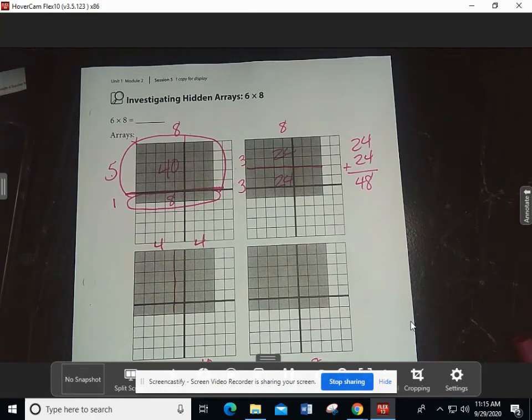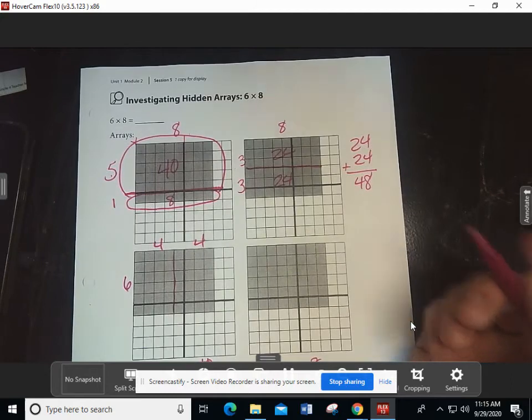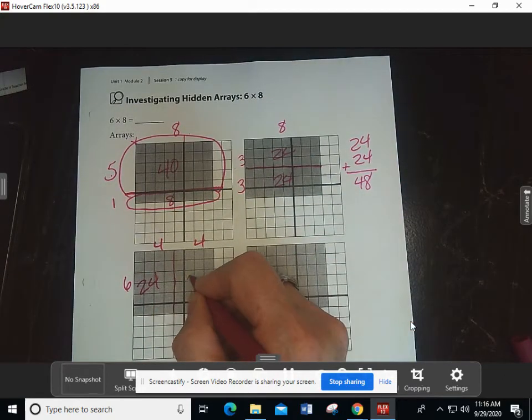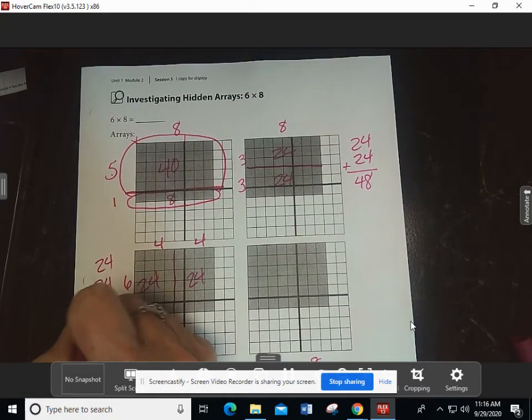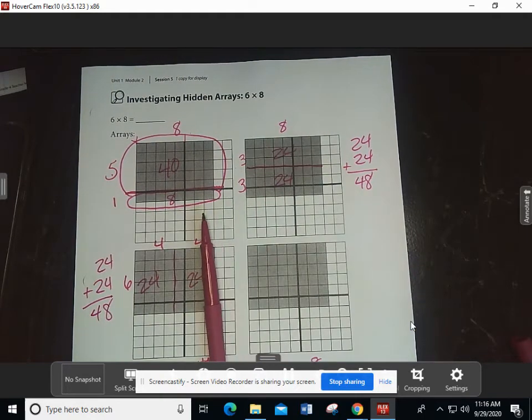Okay, Luke, how long is the side? 6. What is 4 times 6? 24. What's 4 times 6 again? 24. What is 24 plus 24? I think we've done that once already today. Okay, now I need somebody else who wants to draw a line. Okay, Phoenix, come up and draw a line.